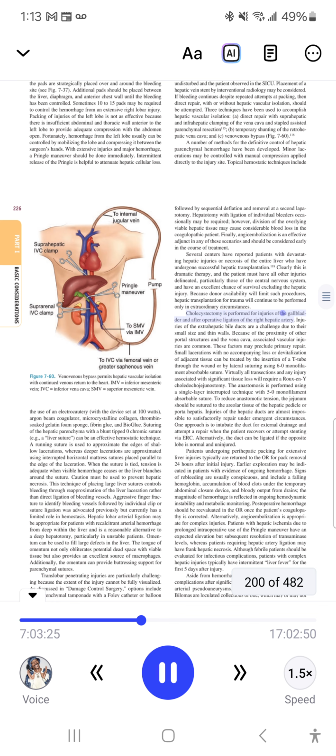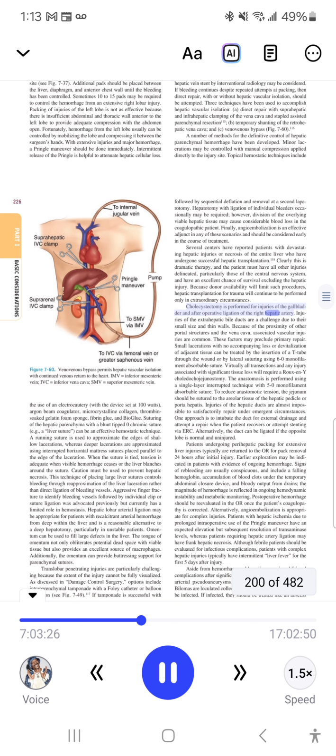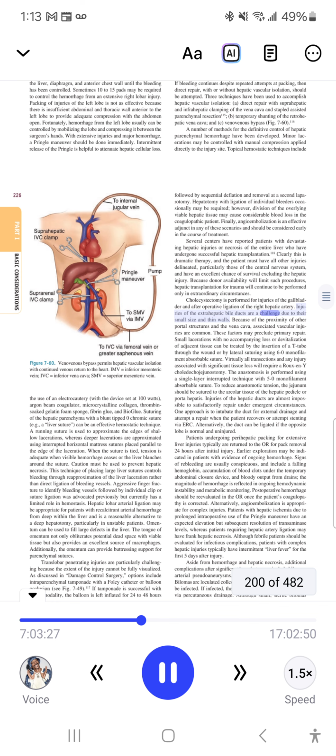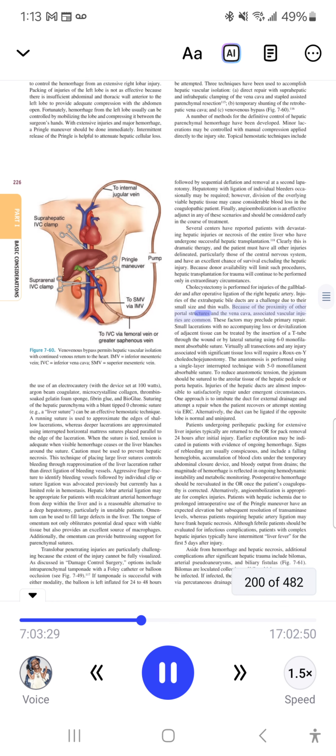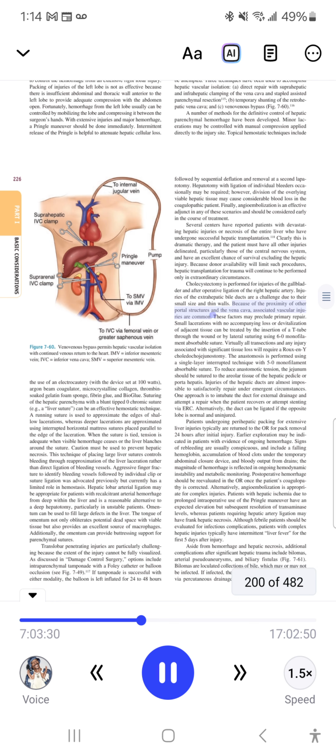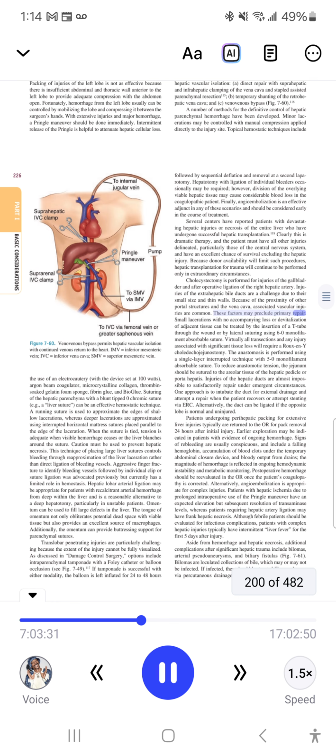Cholecystectomy is performed for injuries of the gallbladder and after operative ligation of the right hepatic artery. Injuries of the extrahepatic bile ducts are a challenge due to their small size and thin walls. Because of the proximity of other portal structures and the vena cava, associated vascular injuries are common. These factors may preclude primary repair.